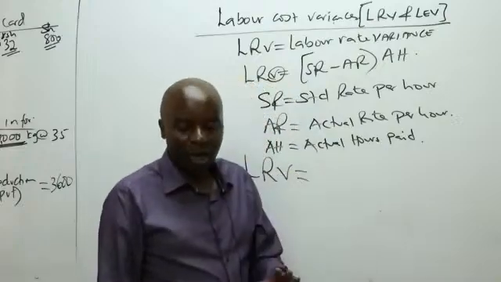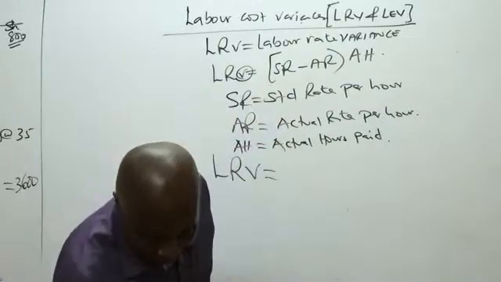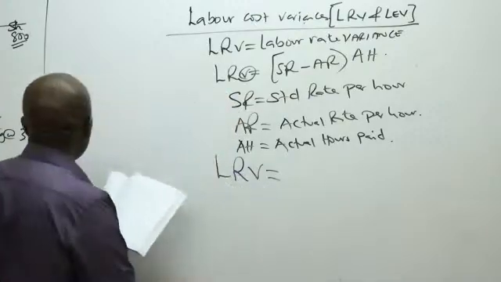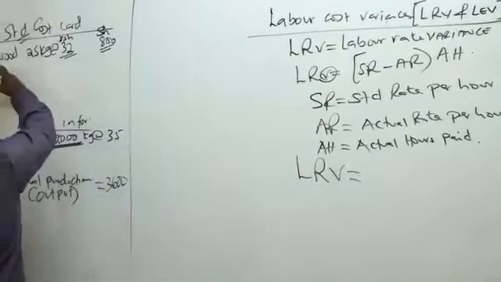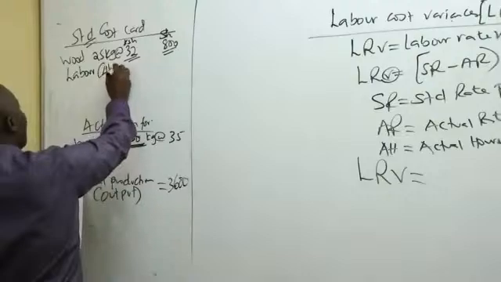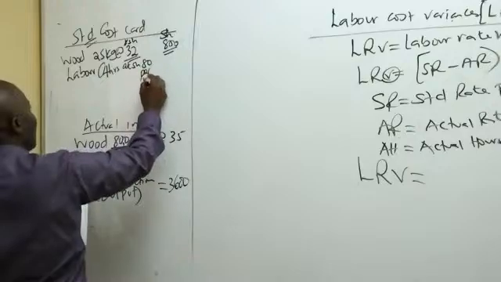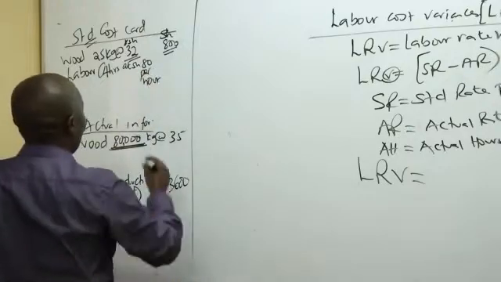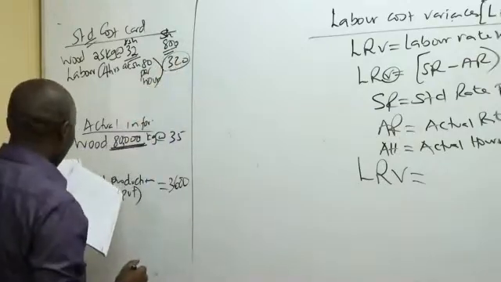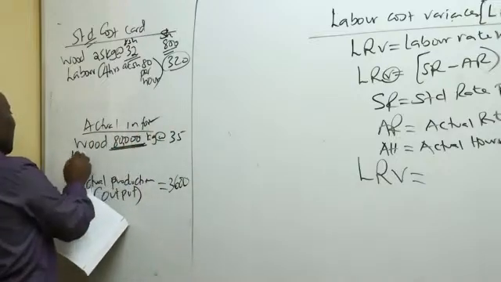So what I will do, I'll go to my standard cost card first, because they want us to start with the standard. So go to my standard cost card, which is given up there before additional information. The standard cost card as regards labor, this is what we have. We have 4 hours at shillings 80 per hour, giving us 320. We will not make use of this.